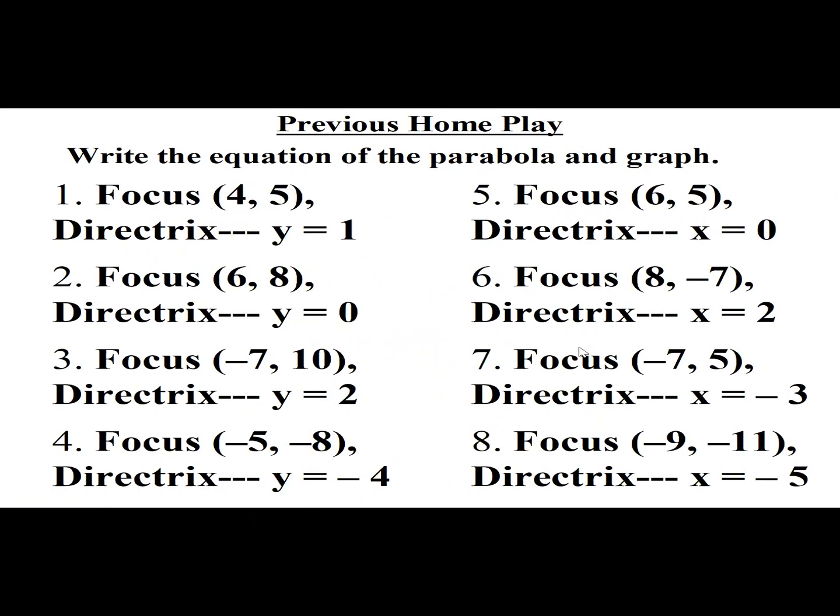All right, your previous home play, 8 problems, turn that into Canvas. I'll give you some time for that. If you already did, go and get a Cornell note ready. You need a Frayer model. You need at least, let's see, 2. 2 coordinate planes from -10 to 10.